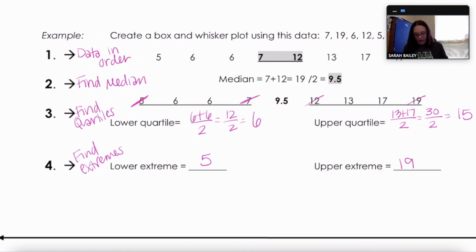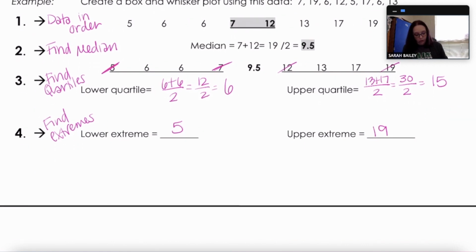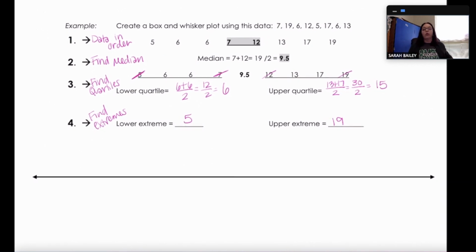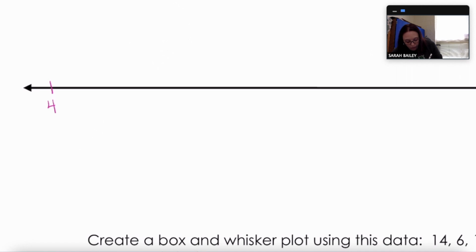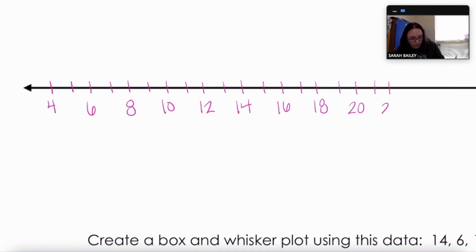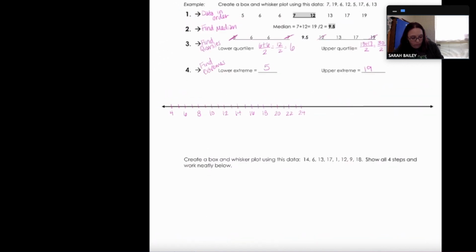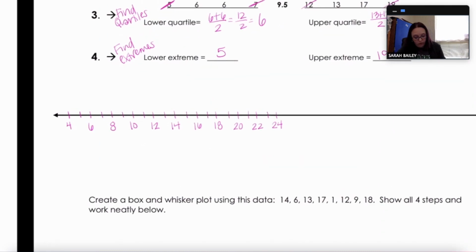Okay, now that we've got all of that information, now we can make our box and whisker plot. So they've already made a number line here for us. We see our data, remember, goes all the way from 5 to 19. So I'm going to put the numbers from 5 to 19 on this number line. And I can start, actually I'm going to start with 4, 5, 6, 7. And you want your numbers to be spaced out evenly. And actually, I didn't even use the whole number line. That's okay. So I'm going to just stop right there.